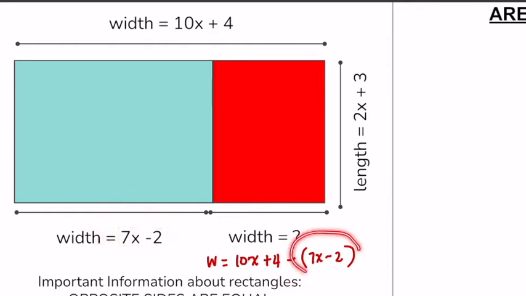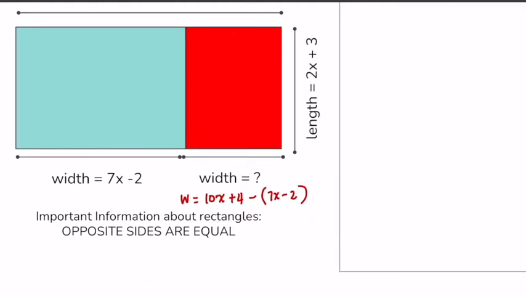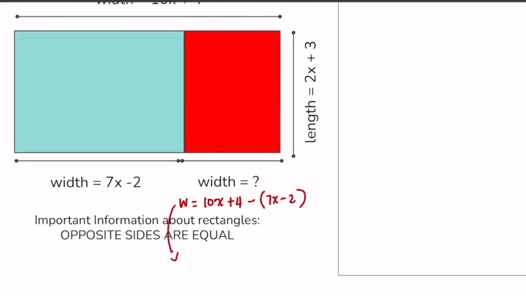So that's why we needed to put it in brackets. So let's simplify this. W is equal to 10x plus 4 minus 7x plus 2. Now we have two like terms here. So those are like terms. We can simplify. So W is equal to 3x plus 6. So the width is 3x plus 6.